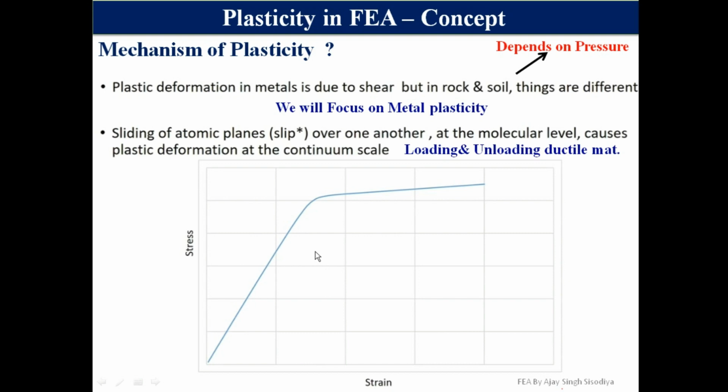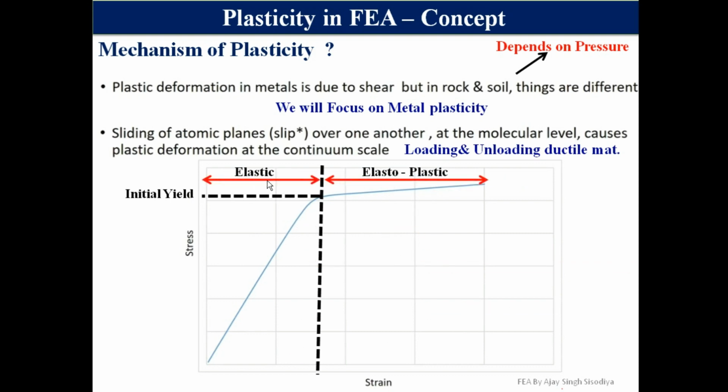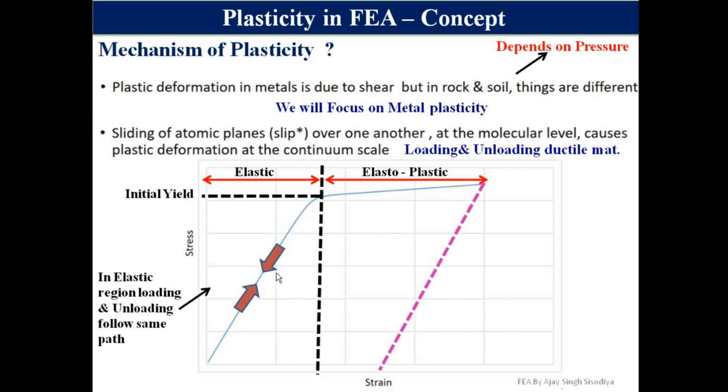now we are discussing how loading and unloading happens in the ductile material. So let's say this is my stress-strain curve, that's my yield, that's my initial yield. This is going to be your elastic, this is going to be your elastoplastic. Now what is this elastoplastic? I will explain in a minute. So when you load the ductile material within the elastic range before the yield, when you unload it, it will follow the same path, right? It will regain its original shape. But when you go to the elastoplastic region, it will follow this imaginary line.